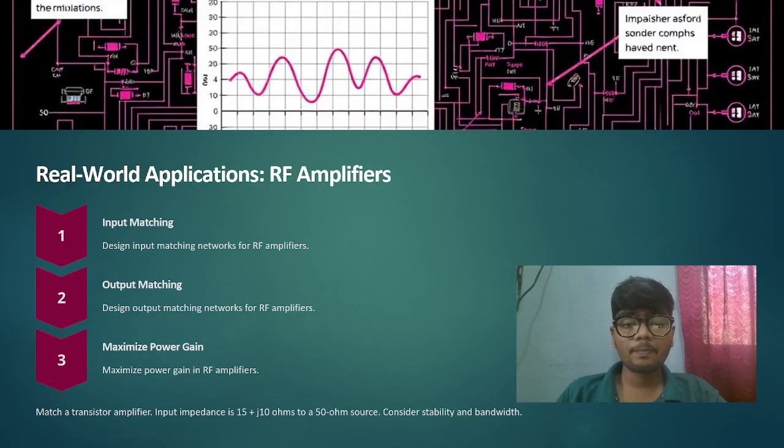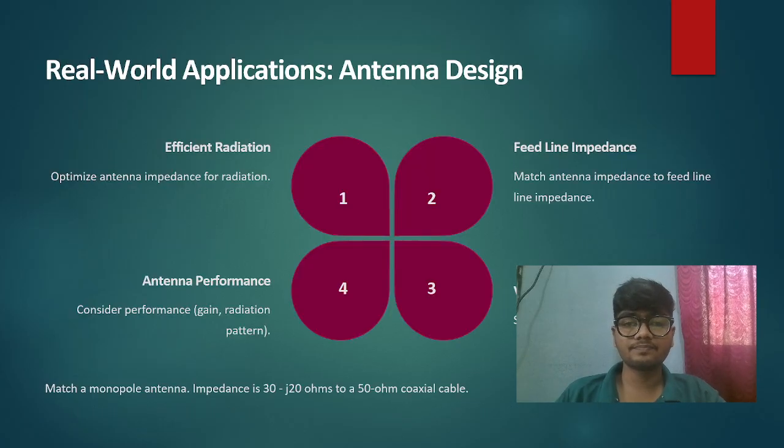The last one is maximize power gain. In maximize power gain in RF amplifiers, match a transistor amplifier input impedance of 15 plus j10 ohms to a 50 ohm source. Consider stability and bandwidth. We can consider these real world applications for stability and bandwidth.